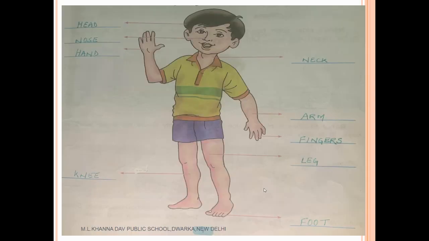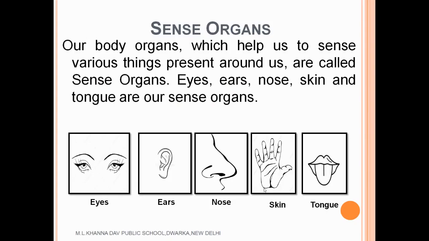Look at the different body parts in this figure. Head, nose, hand, knee, neck, arm, fingers, leg, foot. So far, we have studied about body parts. In class 3, we will learn more about sense organs. Now the question arises, what are sense organs and how many sense organs do we have? So here is the answer.